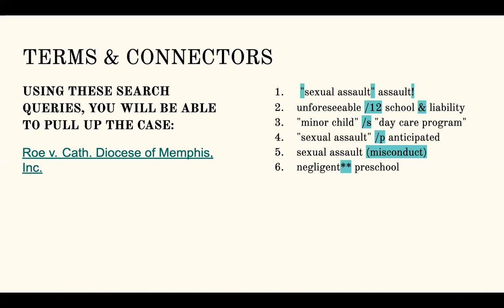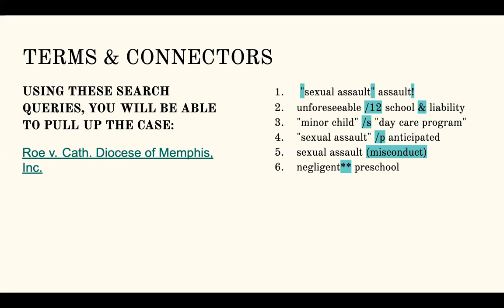Number 5, we see sexual assault again, but this time it's followed by 2 parentheses and the word misconduct. When we're searching for different cases, when we use parentheses, it means that the word within the parentheses means something similar to, if not the exact same thing as, the word before it. So when you search this, we're using sexual assault and misconduct interchangeably. It's not going to just look for cases that say sexual assault. It may be able to pull up some that have misconduct and expand that search a little bit.